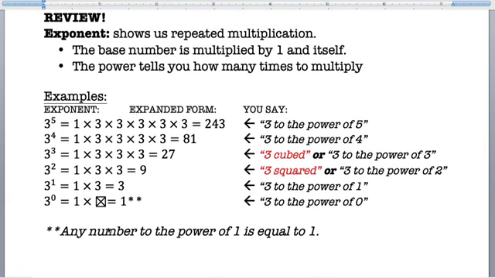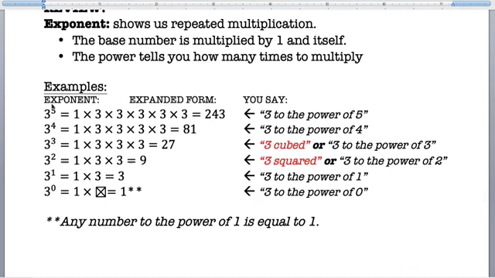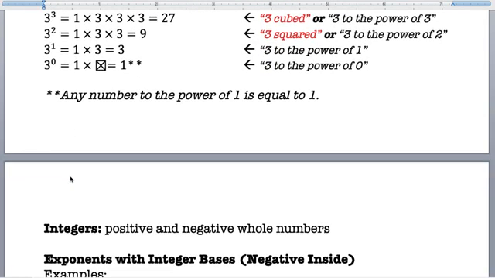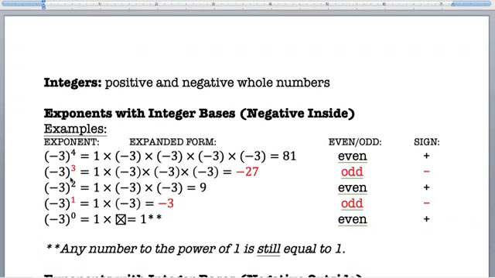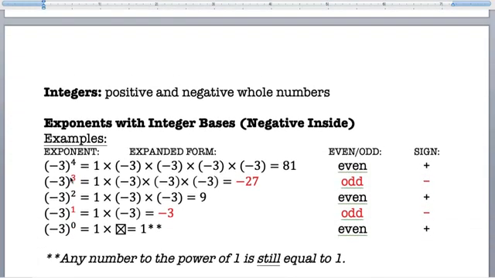Today we're talking about integer bases. So far we've talked about natural number bases, so we haven't given negative value to the bases. Remember that integers are any positive and negative whole numbers. So today that's why we're talking about negative numbers in the bases.